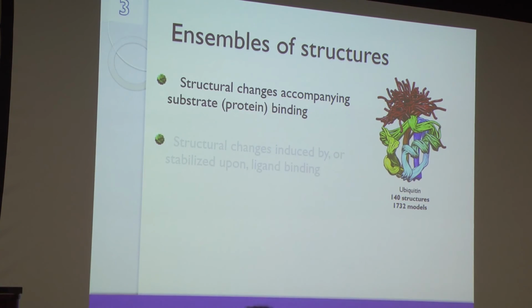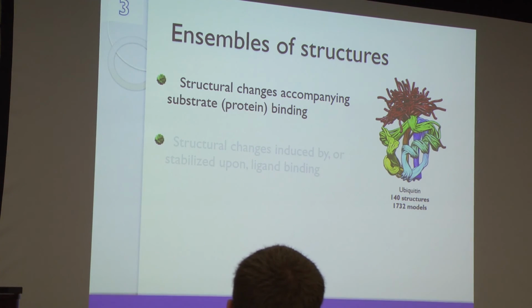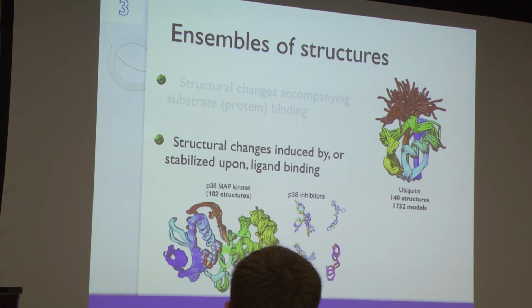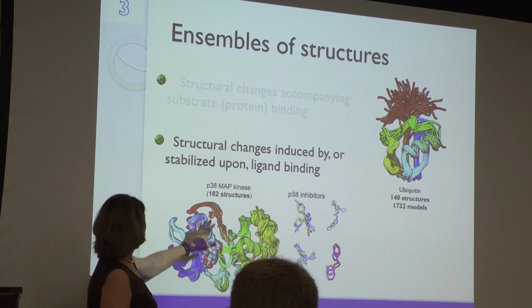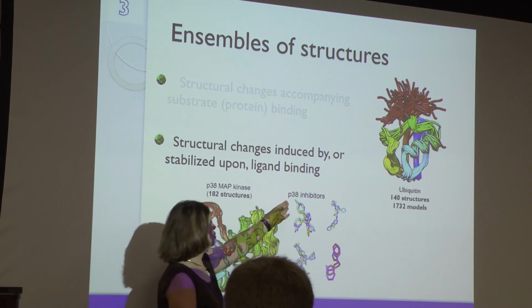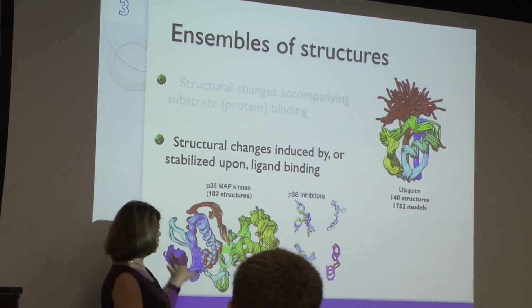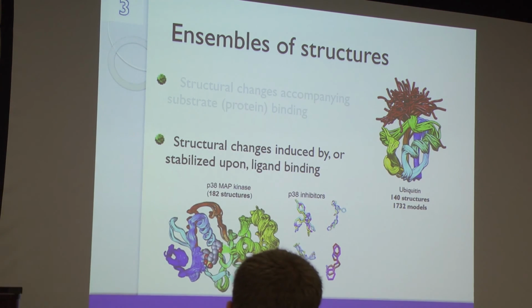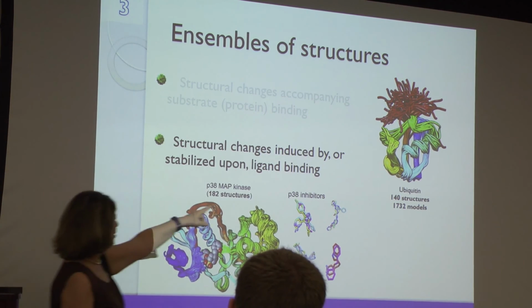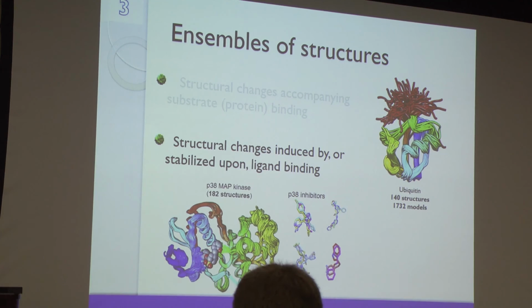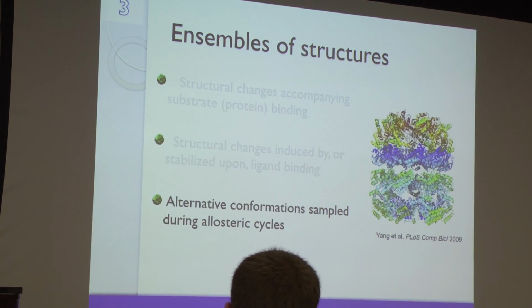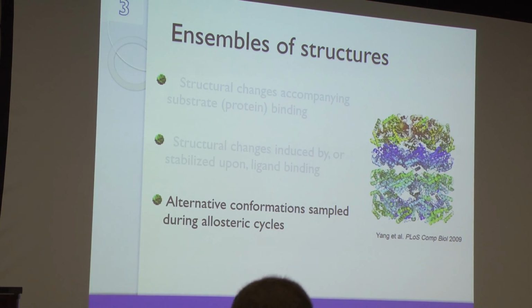You can have ensembles of structures based on what happens when there is a substrate binding or a drug binding, ligand binding. This P38 MAP kinase, which is an important drug target, at that time had 182 structures in the presence of different inhibitors. Then you have an ensemble like that, which you can superimpose. This was ubiquitin, by the way. We like that structure very much and adopted it as our icon for protein. Or you can have, as I mentioned, multiple structures along an allosteric cycle.